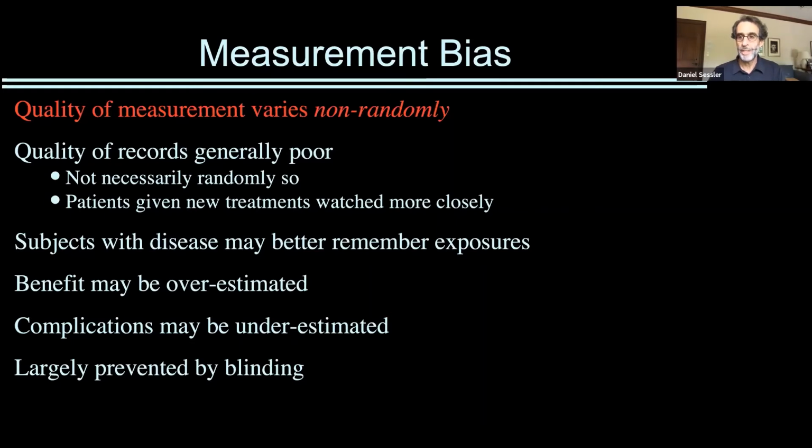For example, patients given a novel treatment may be watched more closely because people are interested in the outcome or they're worried about complications. Subjects with disease may better remember exposure. This is very common in cancer studies. You ask people with cancer what they've been exposed to, and you get a 20-page data dump of everything they've ever been exposed to because they're obsessing about all the things that might have caused their cancer. You ask somebody who doesn't have cancer about exposures, and they say, not much, I'm exposed to ice cream. So you have a bias here because what they remember and report to you depends on their disease, non-randomly.